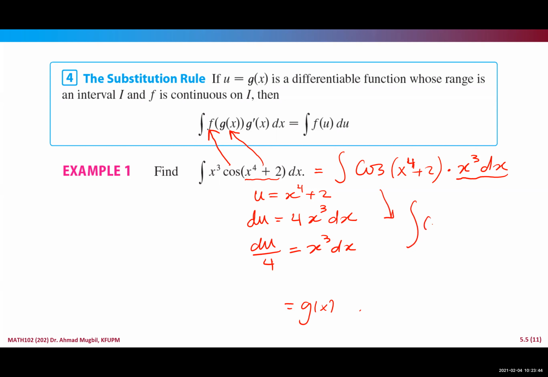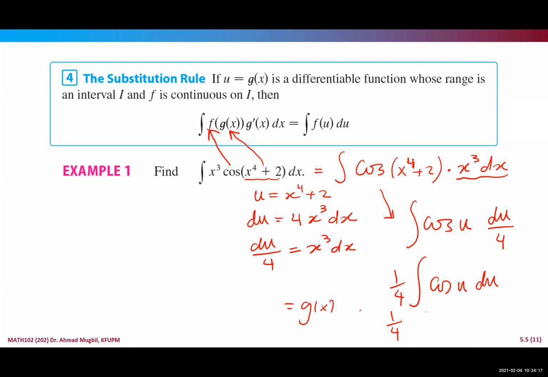I can write this as cosine of u, which I called u, and this one I will replace by du over 4. And this is, of course, a constant, so it can go outside of the integral. And I will have cosine u du. And you know what the integral of cosine u du is. Cosine x dx, cosine whatever du, whatever. What is this? It is 1 over 4. What is the integral of cosine u? Sine u. Sine u or negative sine u?